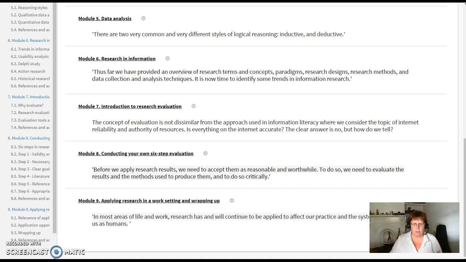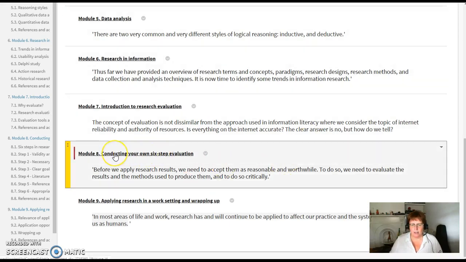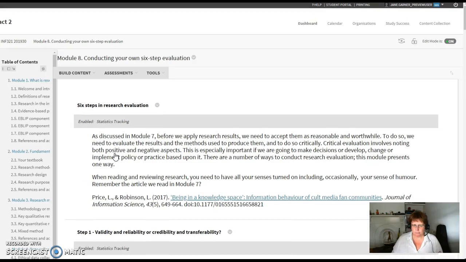So let's go and have a quick look at it, and I'm going to make another video about the assessment itself so I can go into that in a lot more detail, but for now I just wanted to show you what's in module 8 and why it's important. So let's just jump in and have a little look.